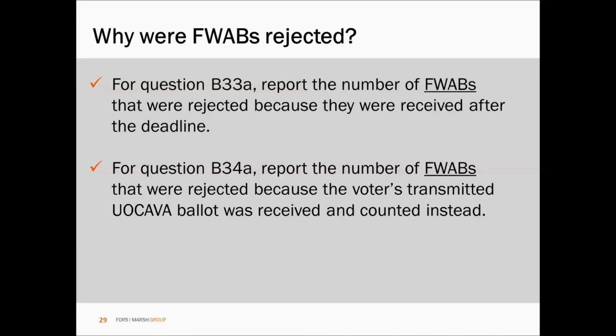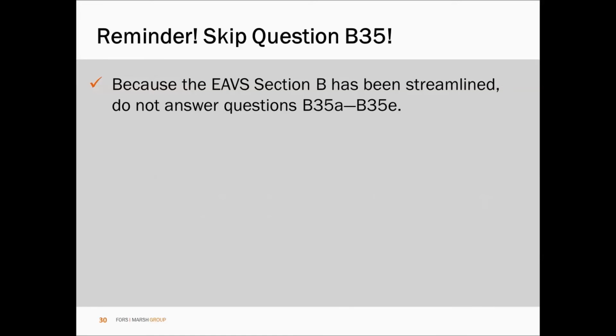received and counted instead. So for B34A, this would be a case where a voter mailed in their ballot or sent it via email or fax, and you received it and you received a FWAB as well, and you rejected the FWAB because you counted their regular ballot. Finally, you can skip question B35 because of the way that the EAVS has been streamlined.